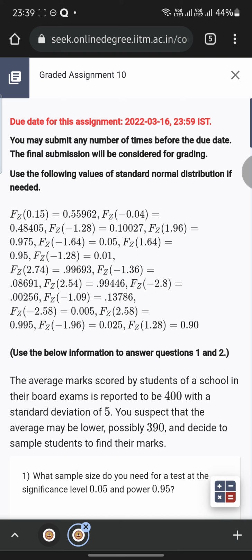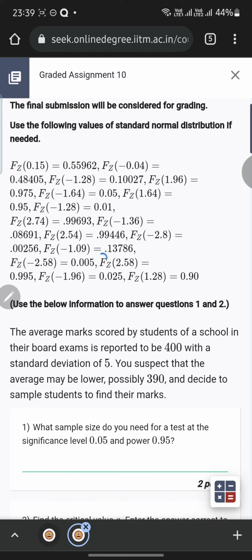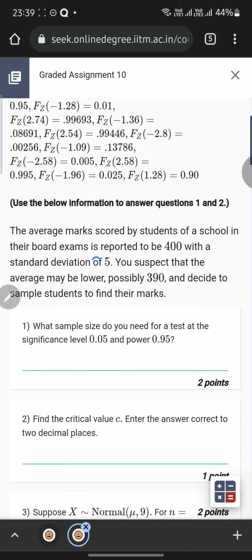First of all, we are given normal values for normals of different values. So the probability of them, here comes the question: the average marks scored by a student of a school in their board exam is reported to be 400 with a standard deviation of 5. You suspect that the average may be lower, possibly like 390, and then you decide to sample the students to find their marks, right?